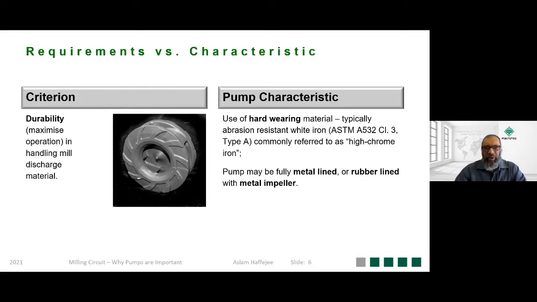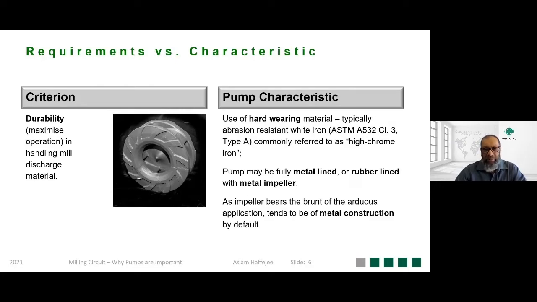The pump may be fully metal lined or rubber lined with a metal impeller. Now, the important thing to note here is that even if you change to a rubber lining, you'll still maintain the metal impeller. And the reason for that is the impeller bears the brunt of all the abrasive and coarse material that enters it from the mill. So we generally standardize on a metal impeller for mill discharge applications.